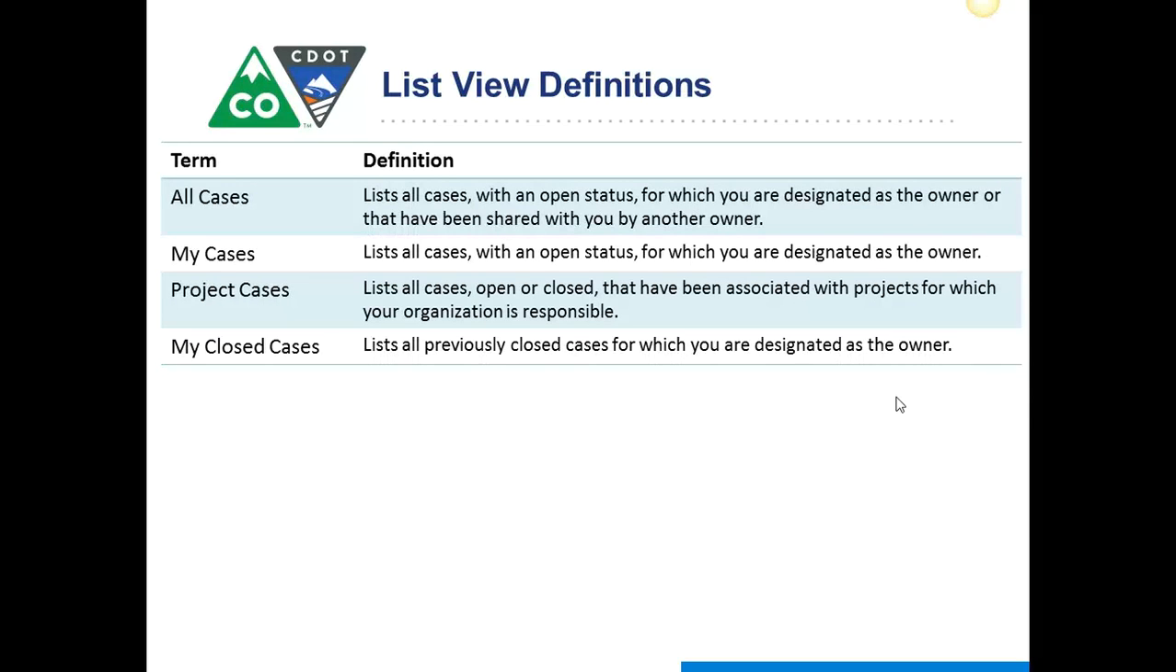My cases list all cases, again, with an open status, so they're still pending, for which you are designated as the owner. Project cases then list all cases, open or closed, that have been associated with the projects for which your organization is responsible. So this is a good list for all of the cases that are associated with your organization's projects that you're managing as a contractor. And then finally, you have my closed cases. So if you're ever looking for something that has previously been closed, completed, maybe it's something that needs to be reopened, you can go into my closed cases. Again, those are cases that have been closed for which you are designated as the owner.